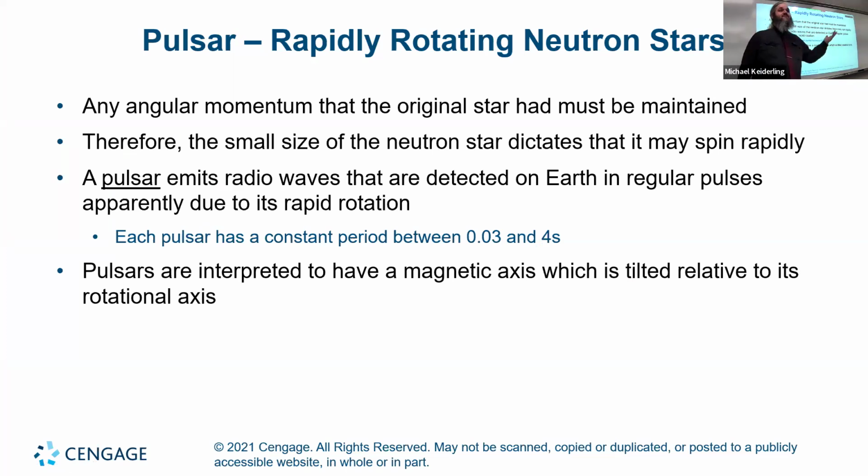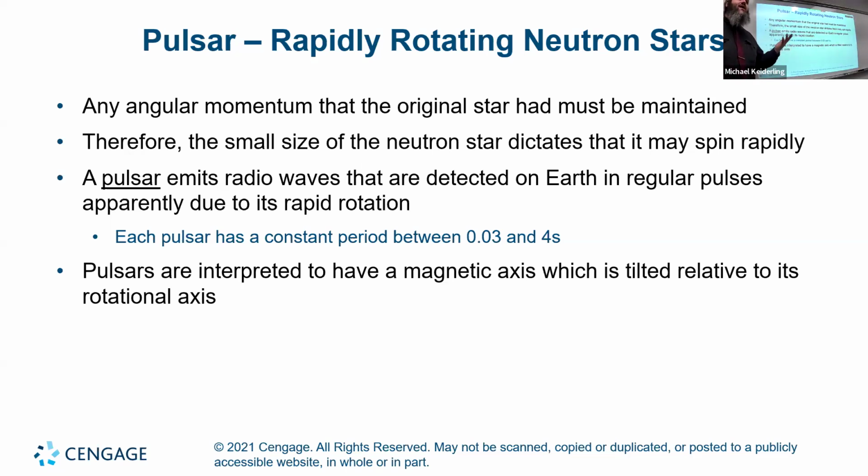Any angular momentum that the original star had has to be maintained. So therefore, the small size of a neutron star dictates it has to spin really, really fast. And neutron stars also have very strong magnetic fields, some of the strongest in the universe. And those magnetic fields aren't necessarily aligned with the direction of the spinning. So you get beams of radio waves being emitted.